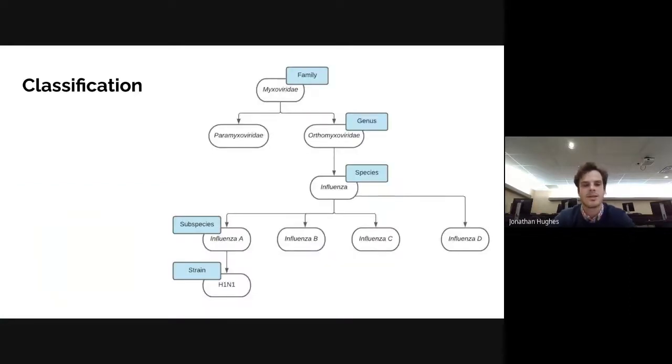Let's talk about the classification. It is of the family Myxoviridae, genus Orthomyxoviridae, and of the species Influenza, which can be subcategorized into 4 different subspecies, A, B, C, and D. And then H1N1, the strain we'll be looking at today, is under the subspecies Influenza A.